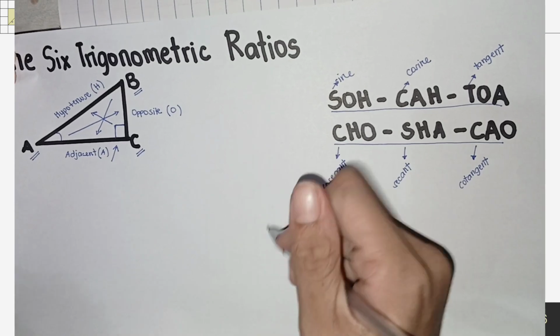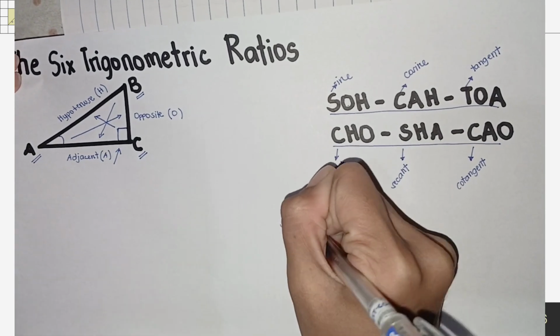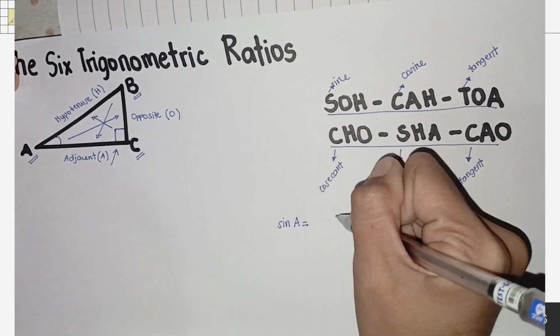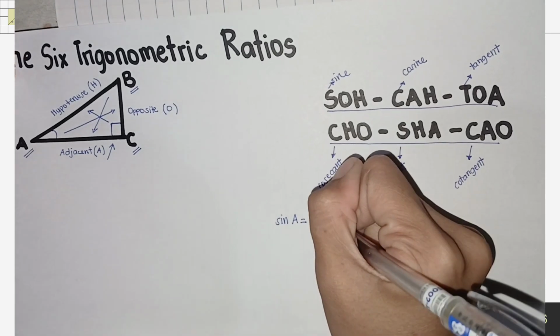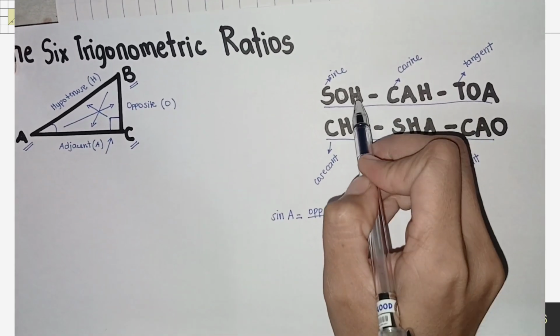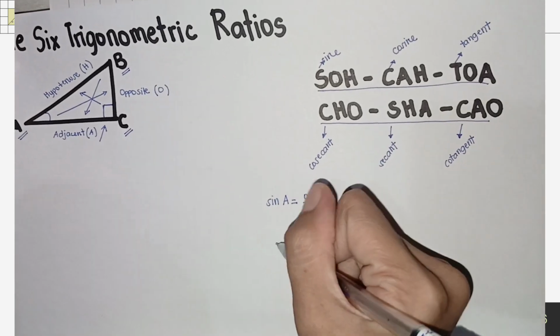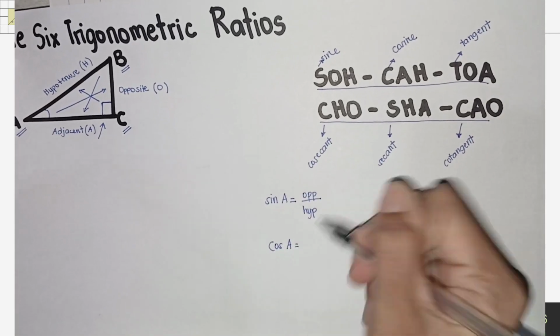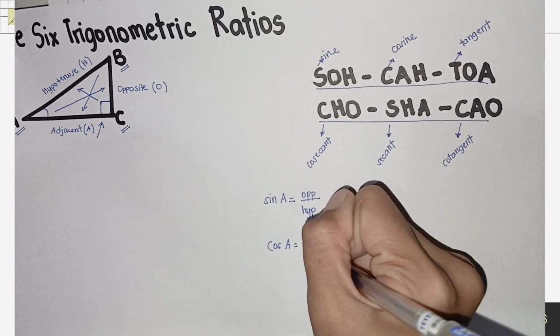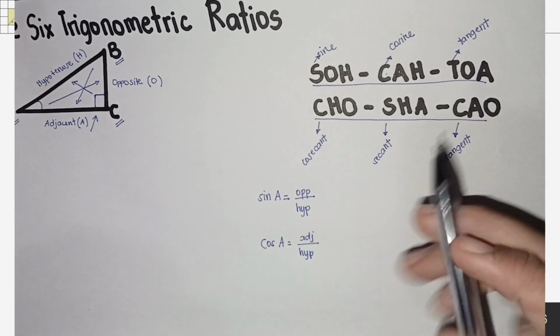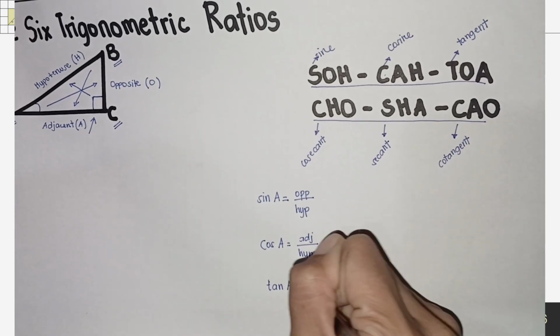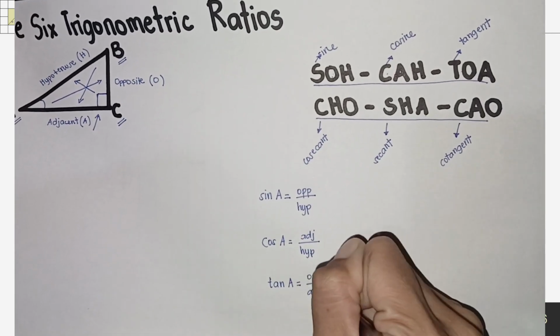We can now write the formulas of our 6 trigonometric ratios. First, we have sine. Sine A is equal to opposite over hypotenuse. Next is the cosine. Cosine A is equal to adjacent over hypotenuse. Then next is the tangent. Tangent A is equal to opposite over adjacent.